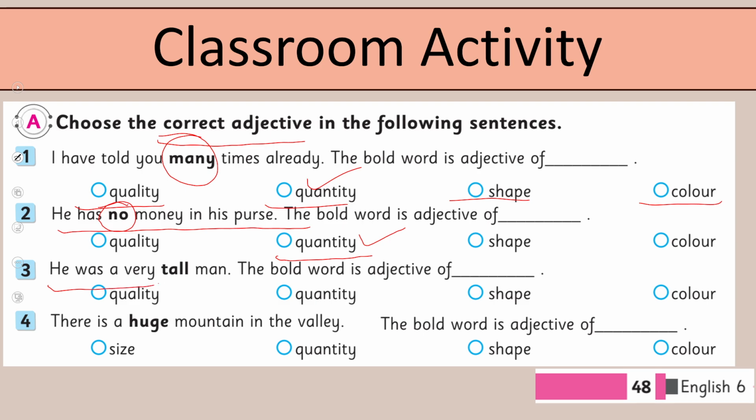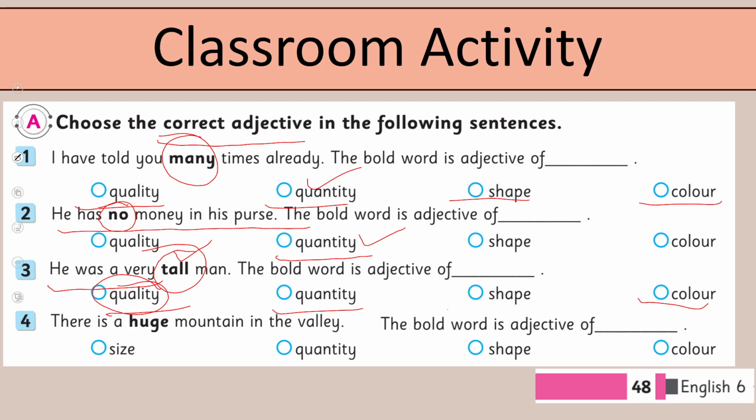Next, he was a very tall man. The bold word is an adjective of quality, quantity, shape, or color. Tall is not a color. It can be a quality. Yes, a man is tall. It is a characteristic or quality of that man.